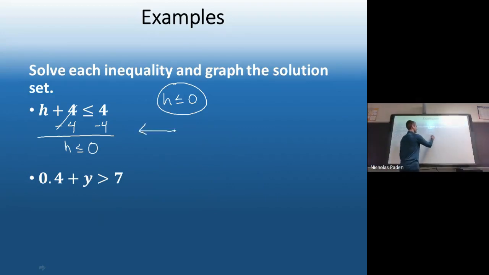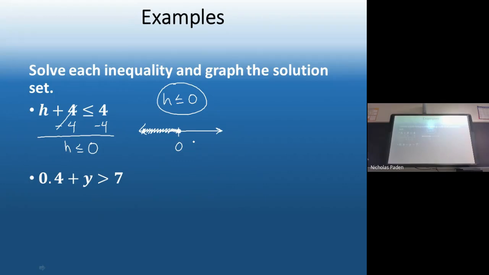I can still graph this solution set. 0 is going to be right in the middle. Less than or equal to means it's a closed circle at 0. And then there are numbers that are less than 0. Any negative number is less than 0, which means I'm still going to shade to the left of 0. So shade to the left, and there's a closed circle at 0. So that would be my solution set.